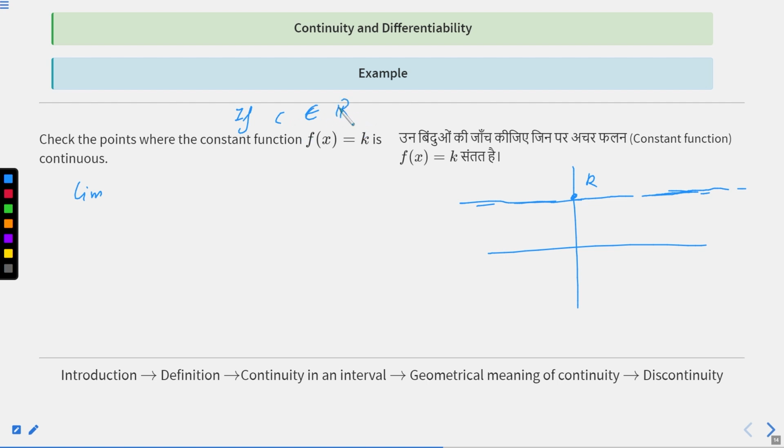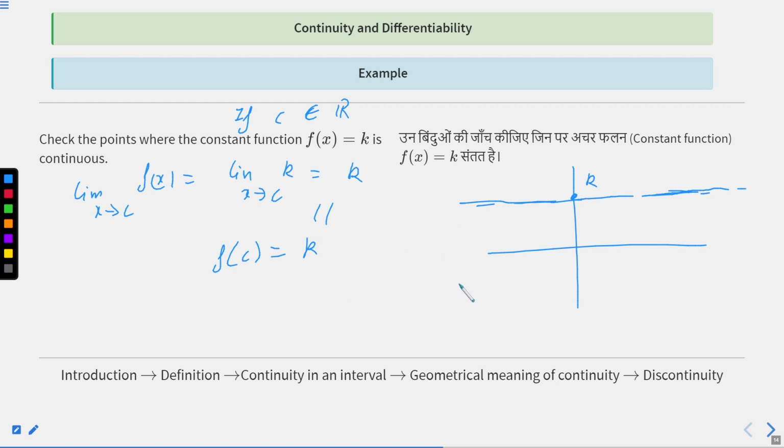If c belongs to any real number, then as x tends to c, f of x value will be what? Limit x tends to c of k, and this will be just fixed, which is k. And f of c value is also k. So this means left and right hand side and the actual value all are the same. This means my function is continuous. I hope that it is clear.